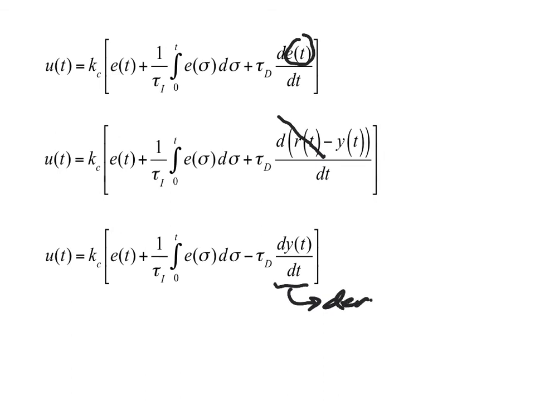So this is the derivative of the measured output y. And we have similar problems in that you can't perfectly take a derivative, so we'd really like to use a filtered measured output before we take the derivative of the output, and that's going to be shown on the next slide.